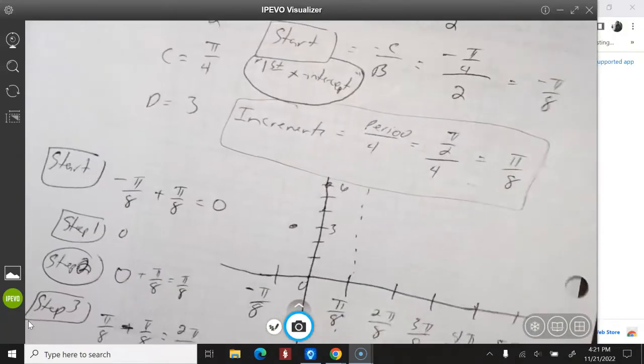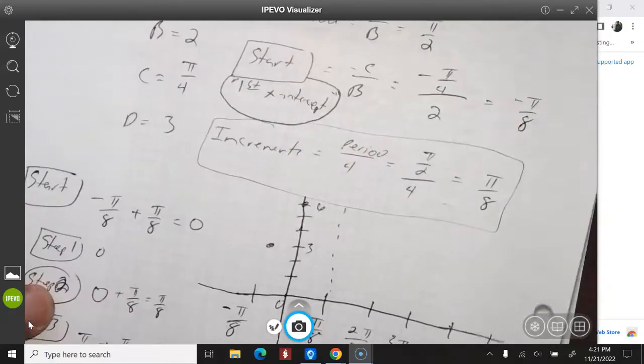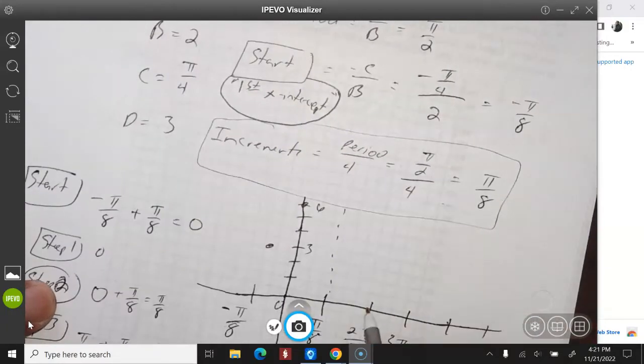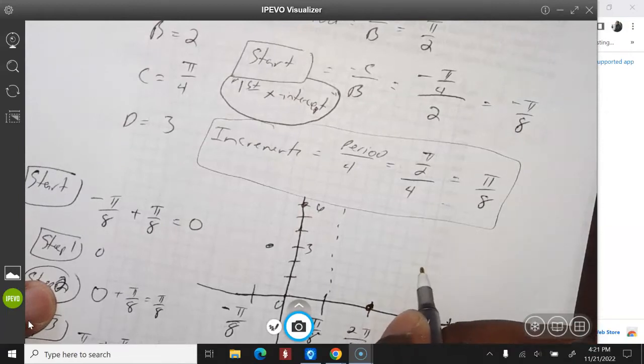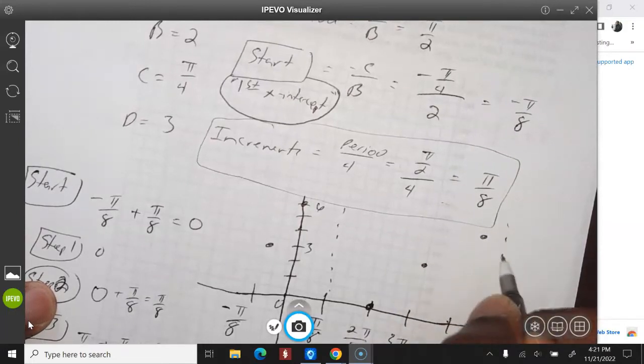At 2 power of 8, the output was 0. So at 2 power of 8, I'm going to make sure it touches the axis. At 3 power of 8, the output was 3 again. At 4 power of 8, the output was 6 again. At 5 power of 8, it was undefined again.